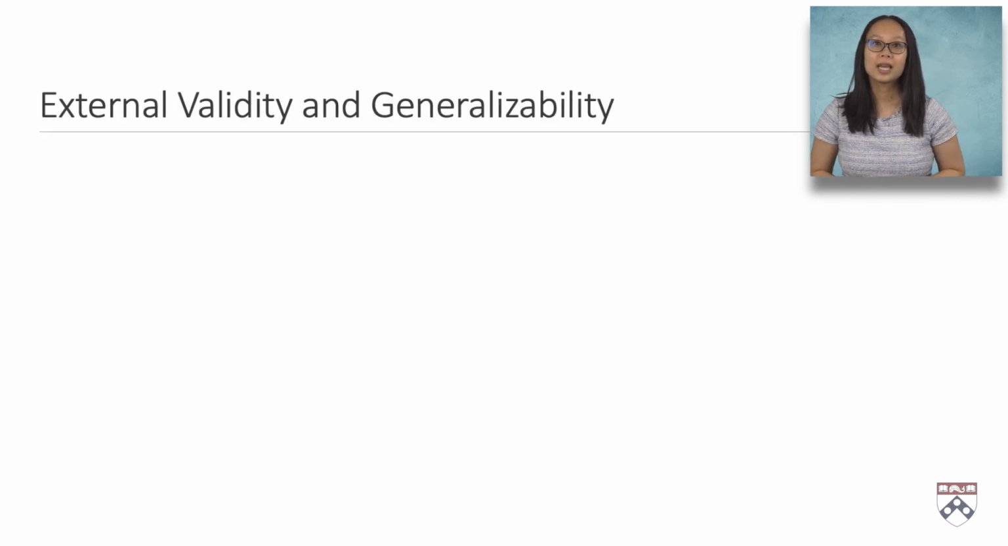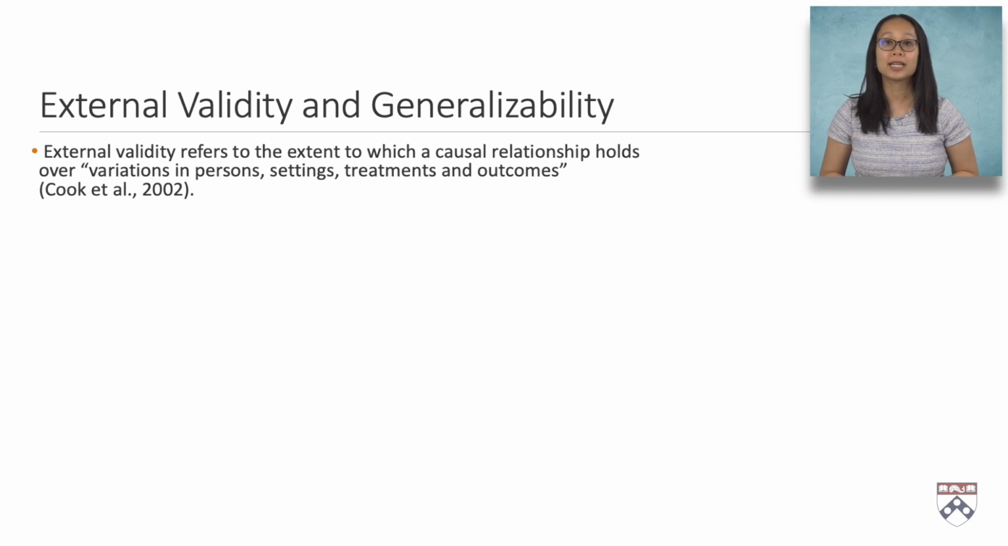Hello, welcome to this last lecture on external validity, where we'll be talking about a form of validity that has been the source of increasing interest, especially among policy audiences. So external validity refers to the extent to which a causal relationship, which again from our previous module was about internal validity, holds over variations in persons, settings, treatments, and outcomes, which is a phrase that is derived from Tom Cook and his colleagues in 2002.